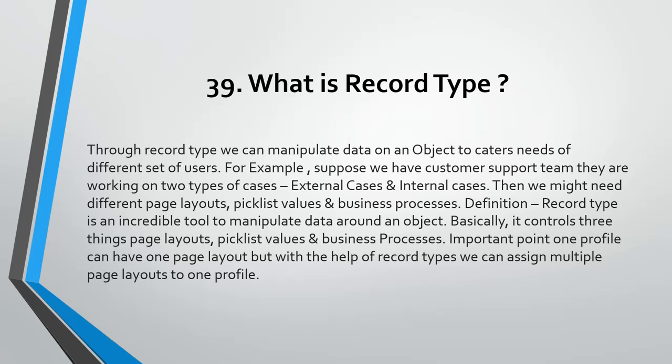Let's define record type this way: record type is an incredible tool to manipulate data around an object. Basically it controls three things: page layouts, picklist values, and business processes. An important point: one profile can have one page layout, but with the help of record types, we can assign multiple page layouts to one profile.